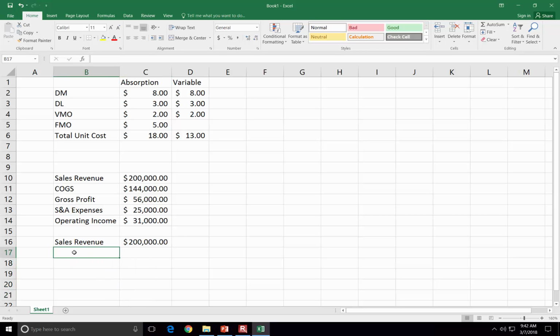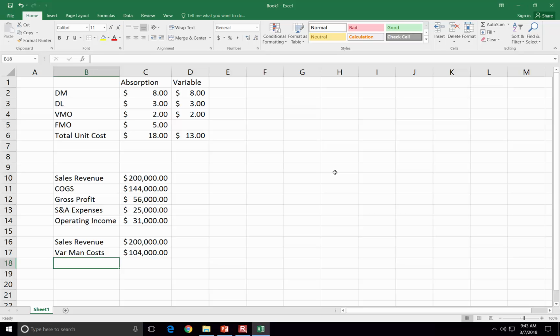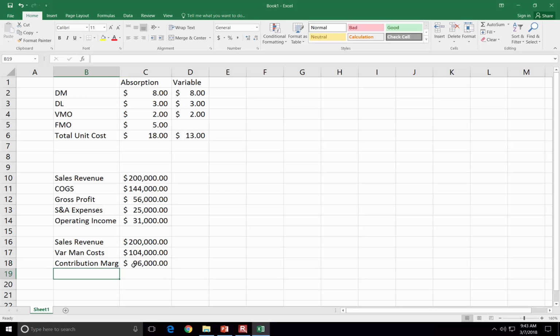And then we're going to do our variable manufacturing costs, which were the number of cases that we sold, which was 8,000, times our unit cost per case, right? So $104,000. That's going to give us our contribution margin. So sales revenue minus variable manufacturing costs.